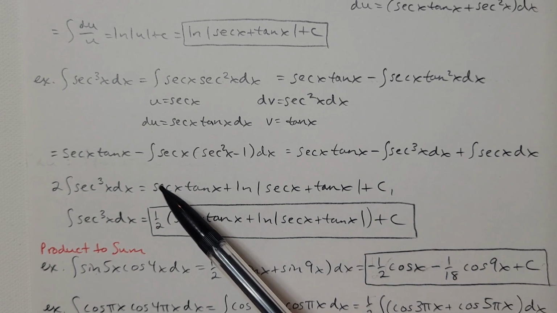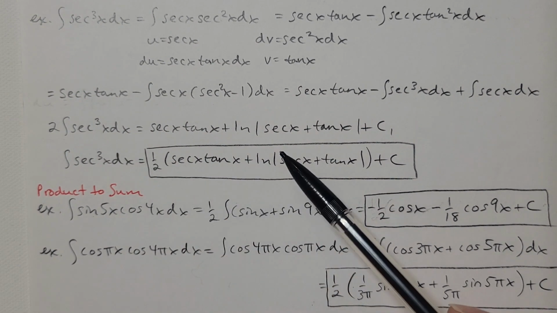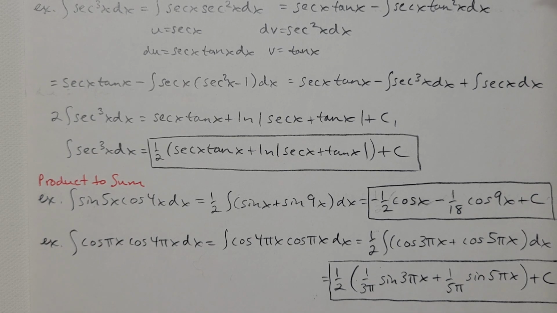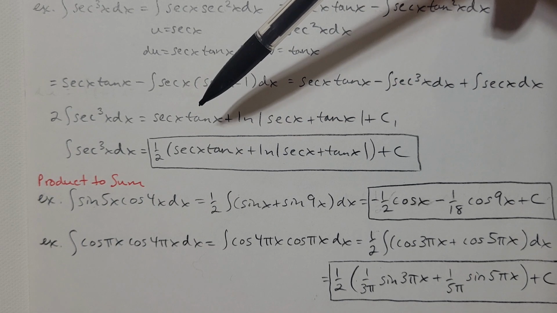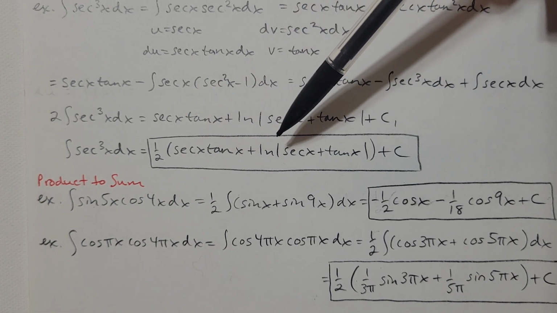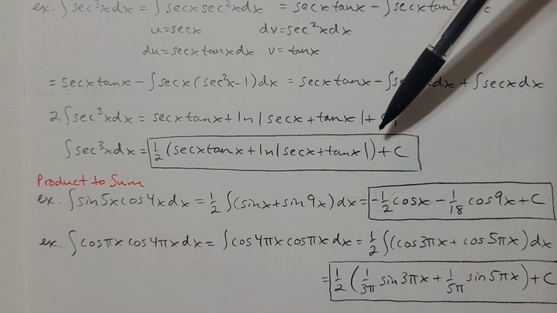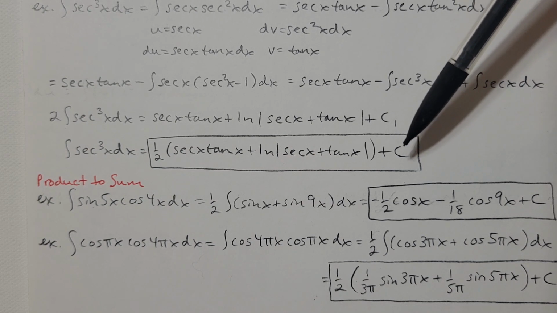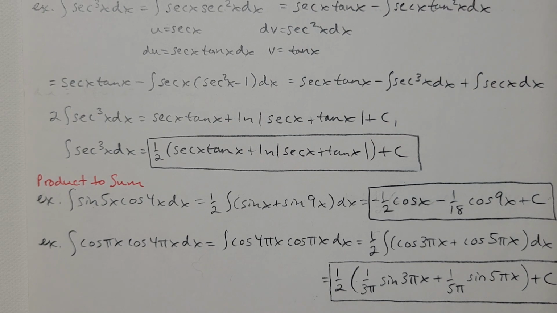I'm calling the C1 just because I'm not done with the problem yet. But if I divide both sides by 2, then the integral of secant cubed x dx would be 1/2 times the quantity secant x tangent x plus the ln of the absolute value of secant x plus tangent x, and then plus C1 divided by 2. I'm just calling that C, some constant, and that's going to be my answer.